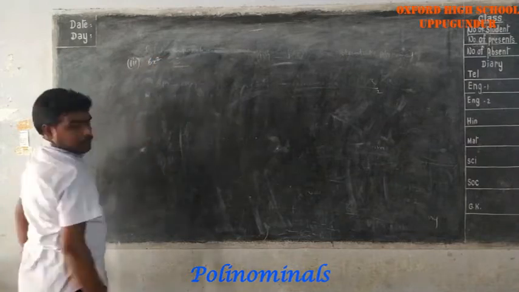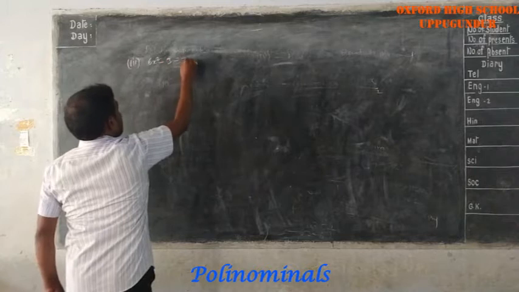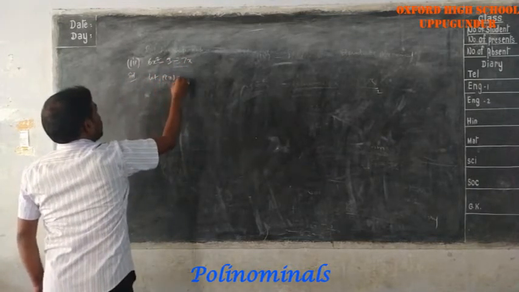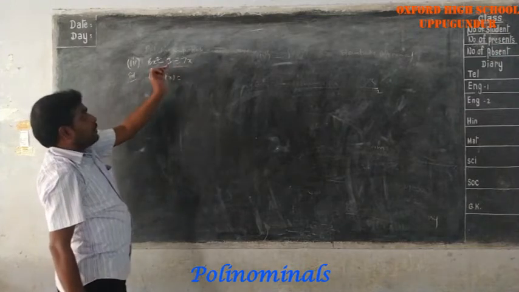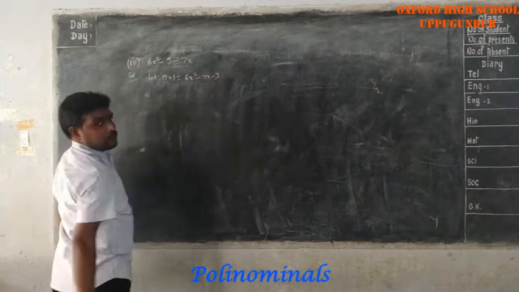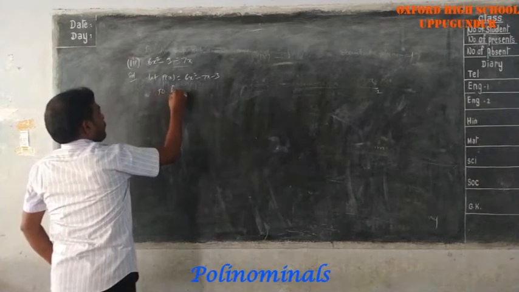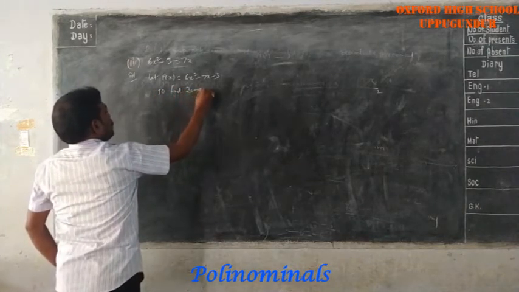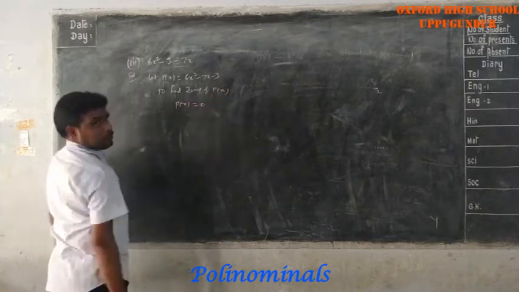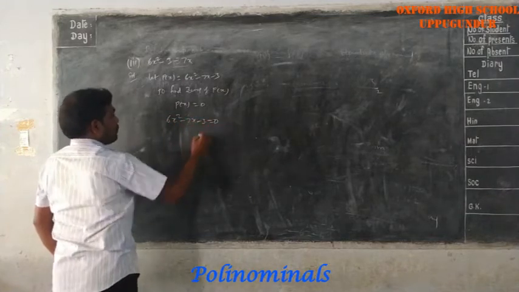Six x square minus 7x minus 3. So let P of x equal to the x square term, x term and constant, you have to write: 6x square minus 7x minus 3. To find zeros of P of x, it should be 0. So 6x square minus 7x minus 3 equal to 0.